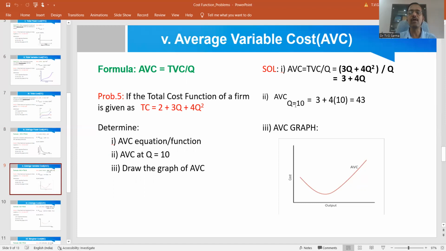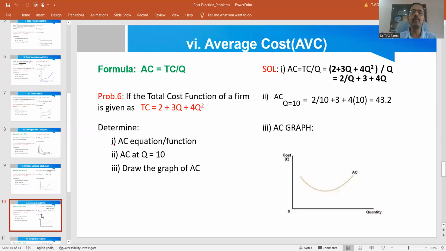Simply, average variable cost at Q = 10 is obtained by directly substituting Q = 10 in this average variable cost equation, which gives 43. And the nature of the graph, if I want to draw, you'll be observing that it will be a U-shaped curve, as given in this particular graph. So average variable cost initially decreases, reaches a minimum, and then goes on increasing. So this is how the average variable cost changes or varies.